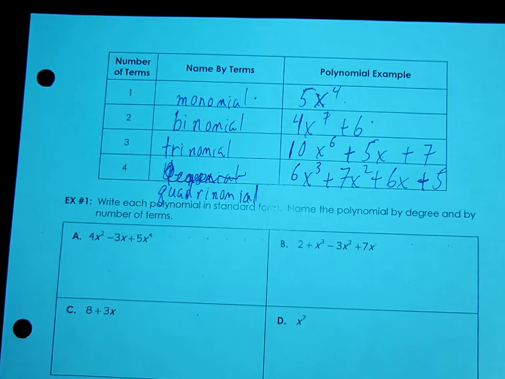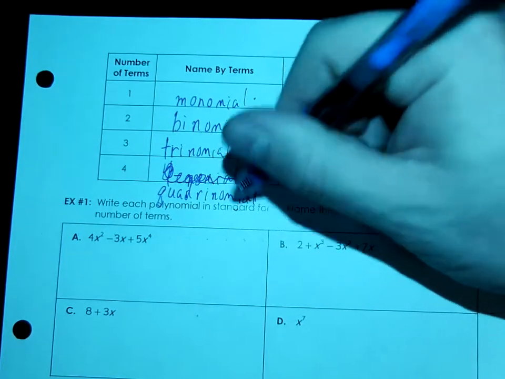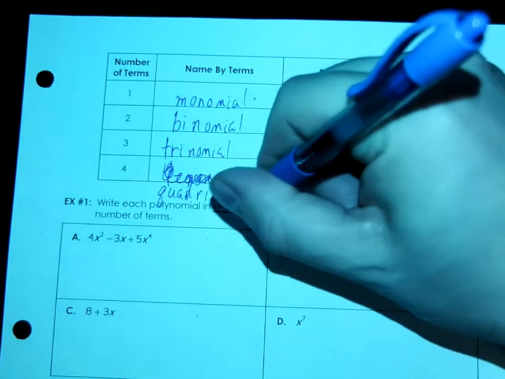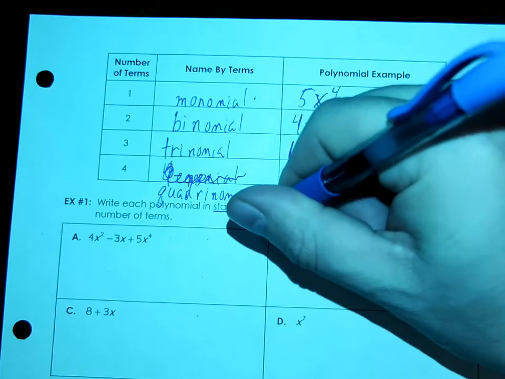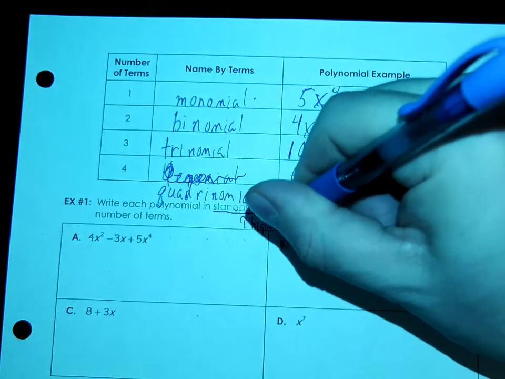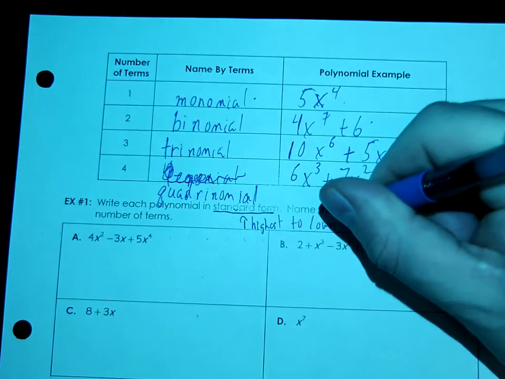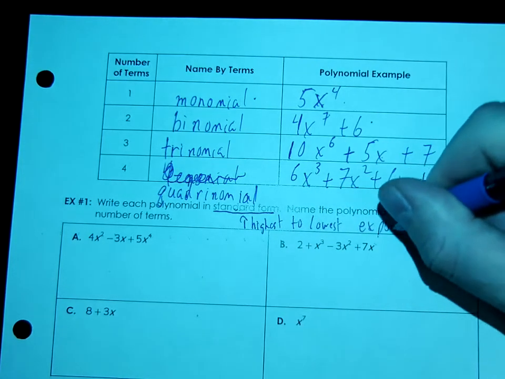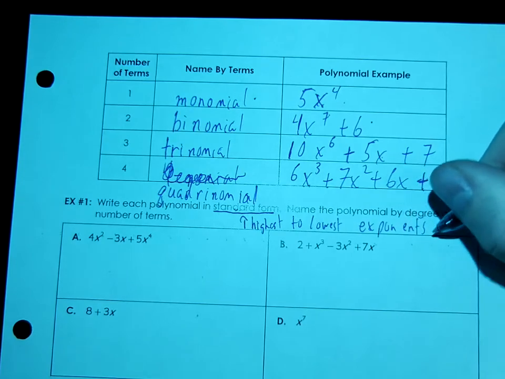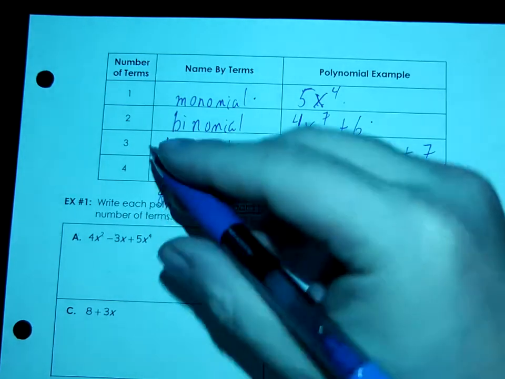Alright. So when we write the polynomial in standard form, put the highest degree first. So this means highest to lowest, and you do it with exponents. So the highest exponent here is the 4th. This is the highest.